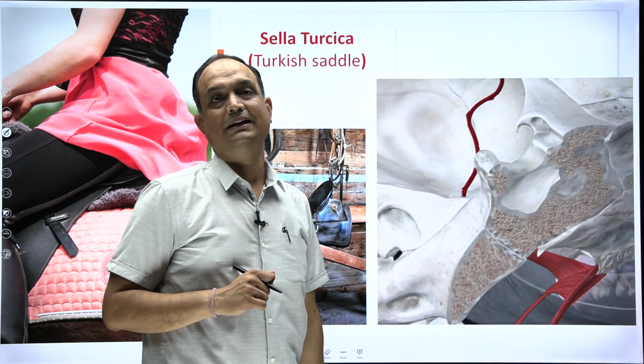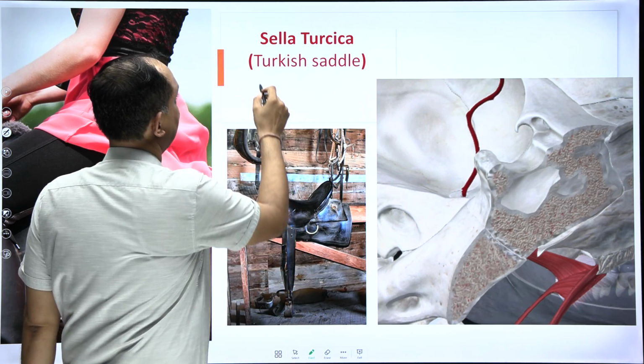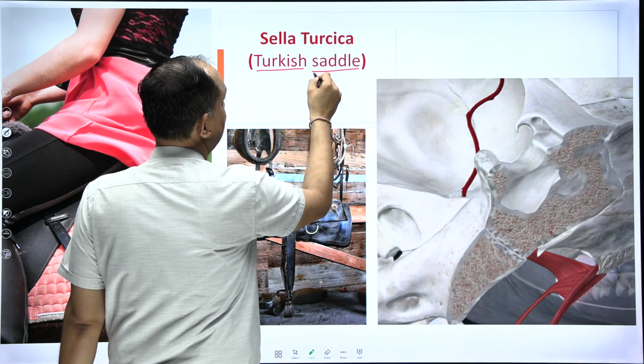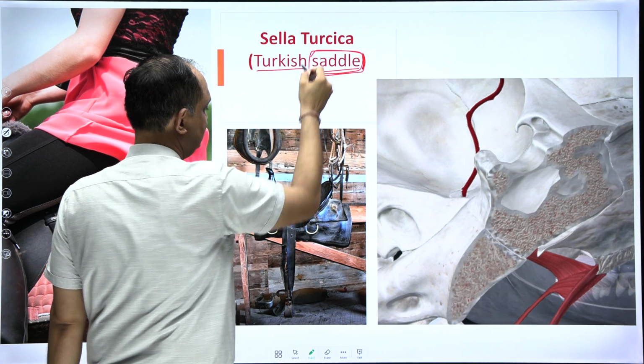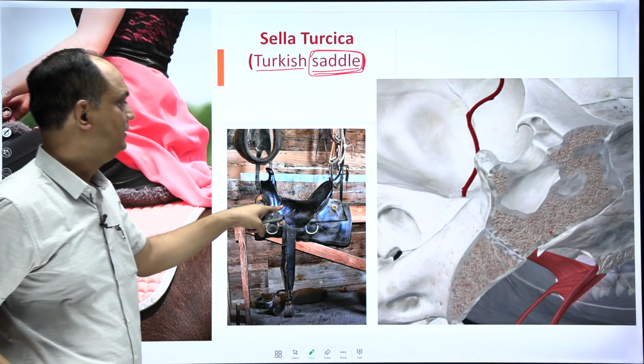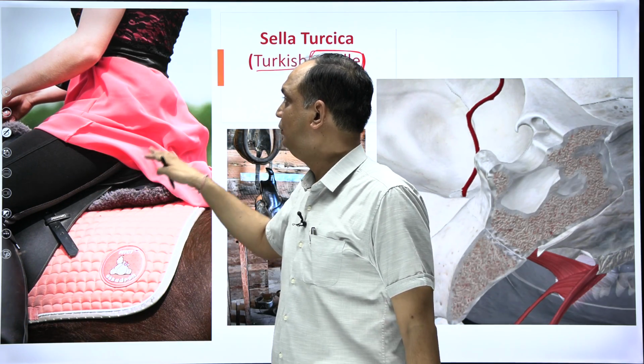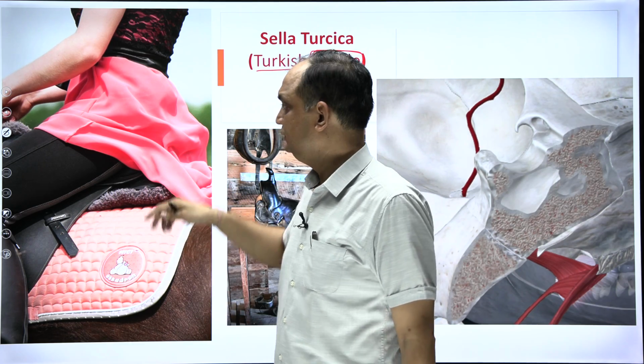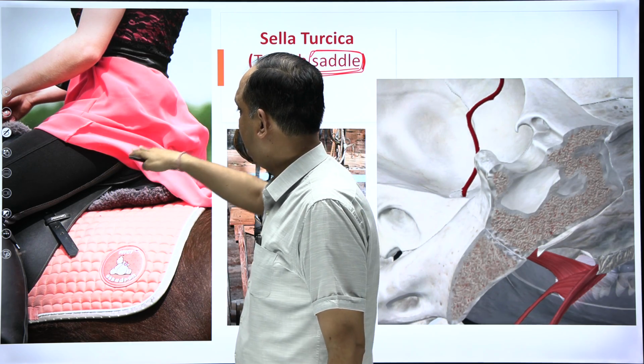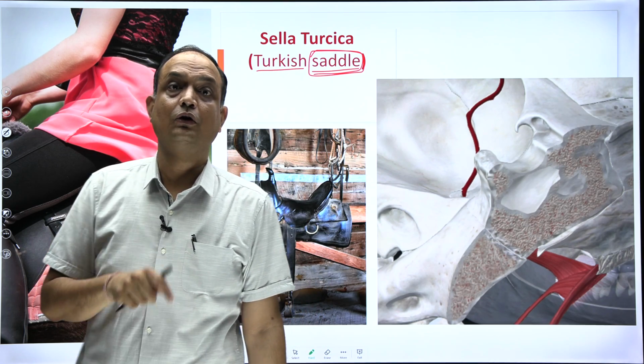Now what do you mean by Sella Turcica? The word Sella Turcica comes from Turkish saddle. Now what do you mean by a saddle? A saddle is a structure that is put on the back of the horse while you are horse riding. So there is a depression in the middle area so that it will accommodate you.